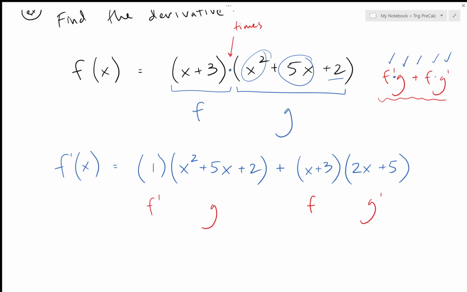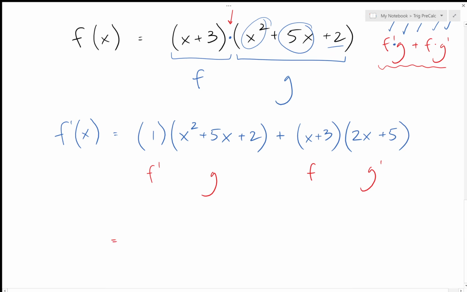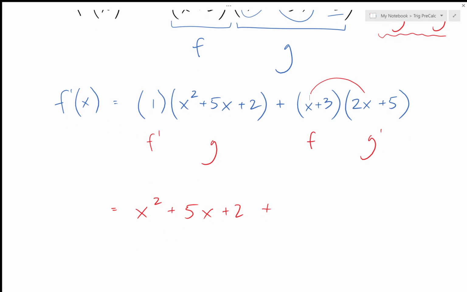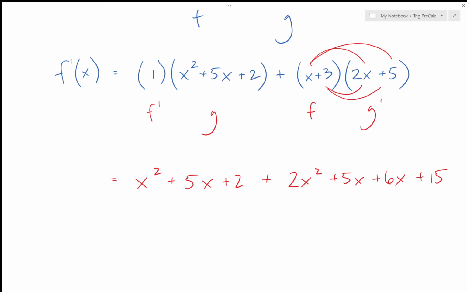And now we're going to multiply this out, simplify it, and just make it look a whole lot better now. So 1 times all those terms doesn't really change anything. So we got x squared plus 5x plus 2 plus, now we got to multiply this out. We FOIL it, or you can do the box method. I've already got it in parentheses, so I'm going to FOIL it out. So x times 2x is 2x squared plus 5x plus 6x plus 15. Now we've got lots and lots of terms.